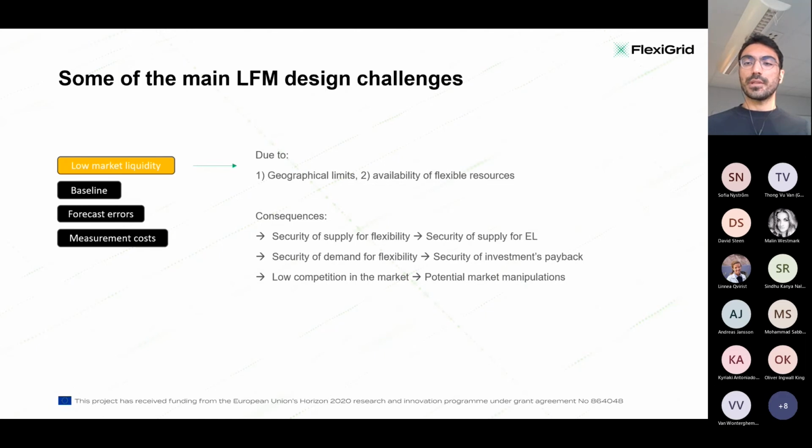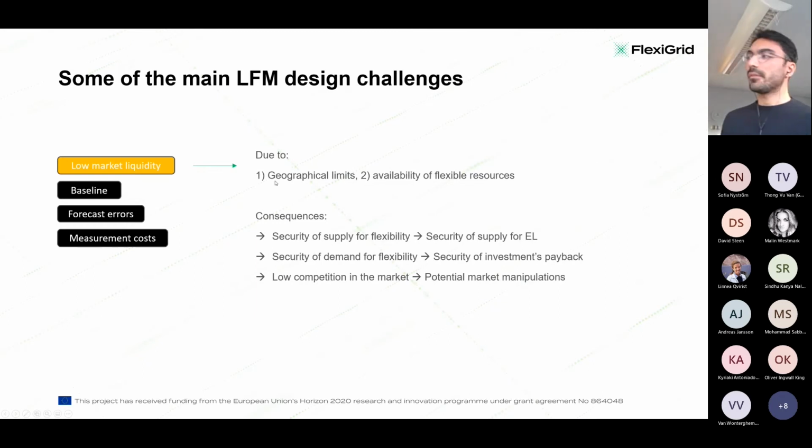So for example, if we don't have enough buyers or sellers in the market, then the market is not liquid, because if I'm a buyer, there might not be a seller that wants to sell at that specific time, so it's not liquid enough, and the other way around. So why can market liquidity be low in local flexibility markets?